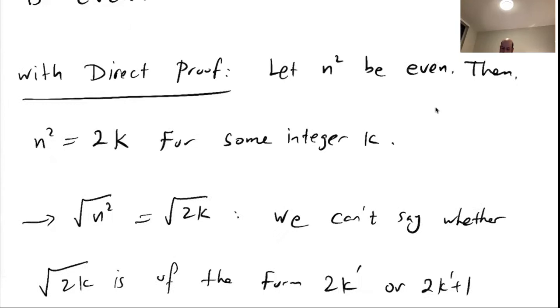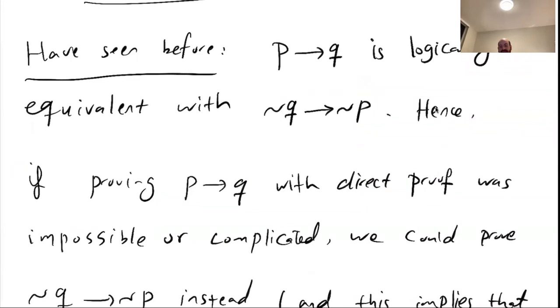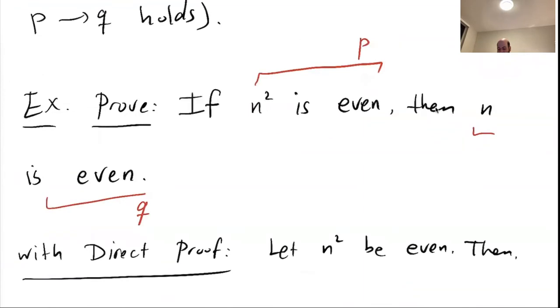So contraposition means what? This is like my P, and this part is my Q. So if P, then Q. Now the contraposition would be: if negation Q, then negation P. Negation Q means, if Q is n is even, then negation Q means n is not even, then negation P. Negation P means n squared is not even.